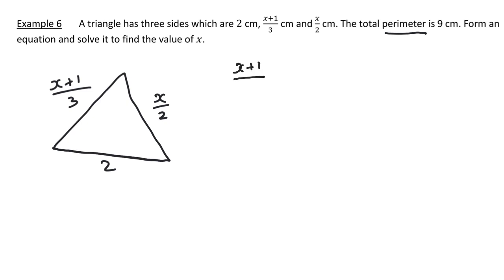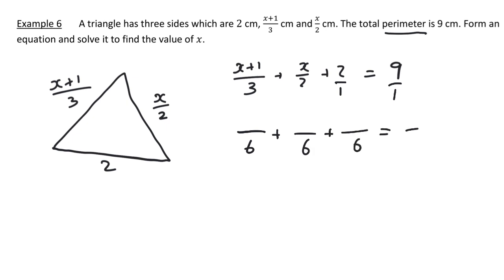So x plus 1 over 3, plus x over 2, plus 2, equals 9. Now, earlier we looked at solving equations with fractions, and we said that it's best to write everything as a fraction with a common denominator. So x plus 1 over 3 is a fraction, x over 2 is a fraction, 2 and 9 aren't, but we can change those into fractions by putting them over 1. So our denominators are 3, 2 and 1, and the common denominator there will be 6. So what we need to do is write everything as a fraction out of 6.